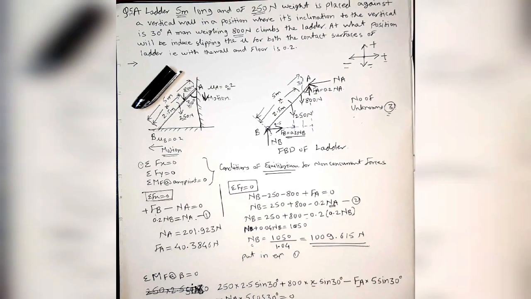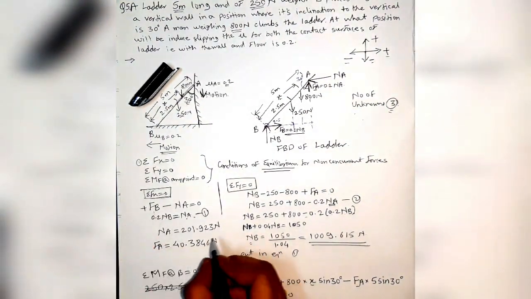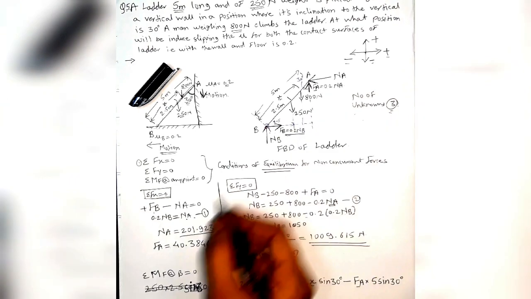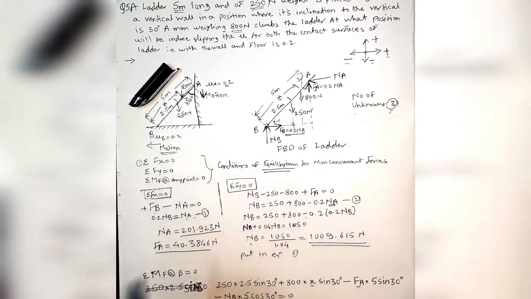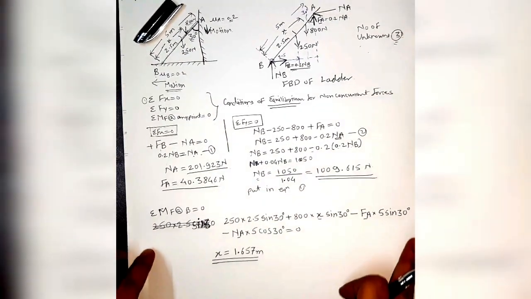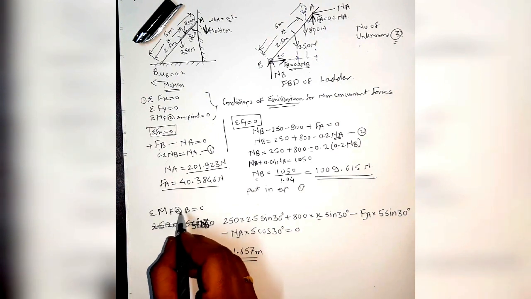Okay. So again putting this value in equation number 1, we will get the value of NA. So that will be 201.923. Again putting this value in this equation, FA is equal to 0.2 NA, so again we can get the value of FA. Okay, then using the third condition of equilibrium, that will be the algebraic sum of moments of forces at any point.